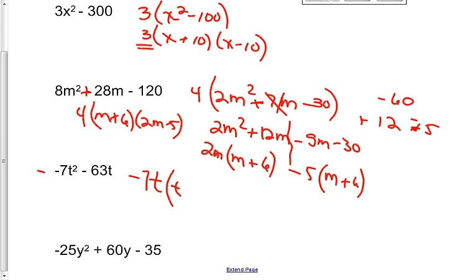t, and be careful on your sign, plus 5. If I factor out the negative and a 7, it leaves me with a positive, oops, not 5, 9, sorry, 9. Negative 7t, quantity, t plus 9.